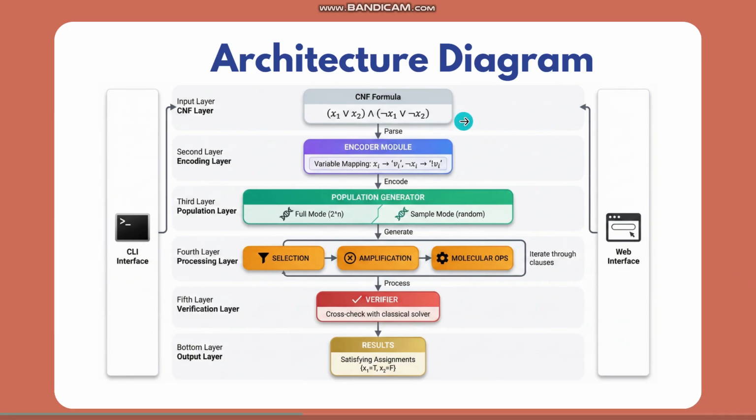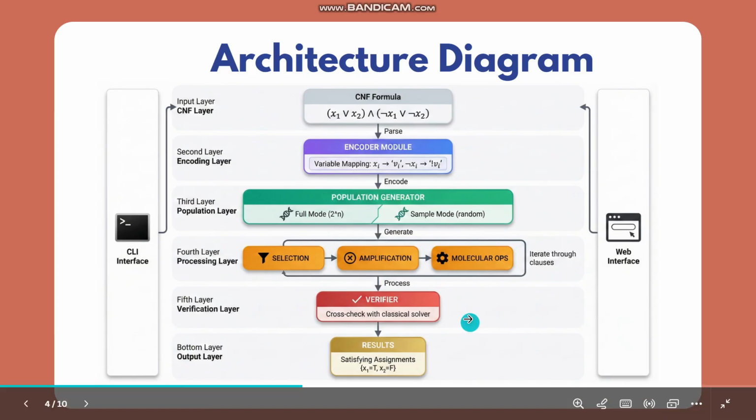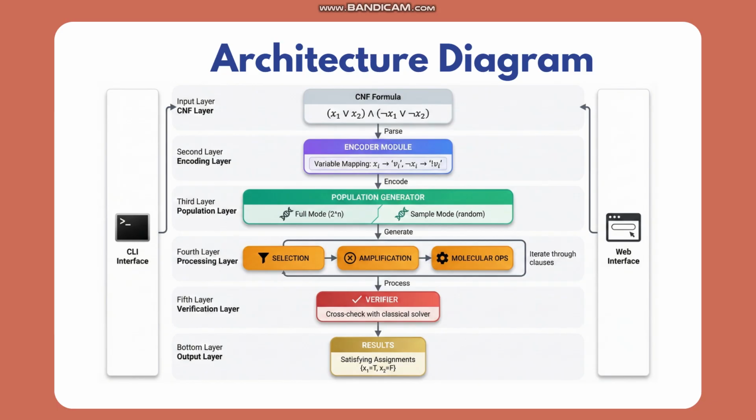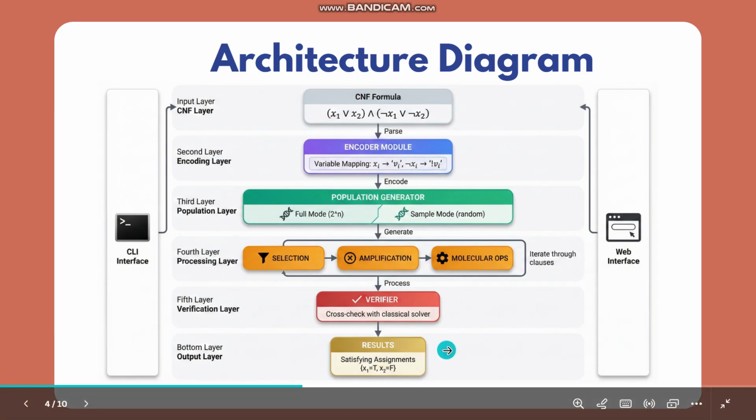So this is the architecture. It consists of 5 steps. First we have a decoder module which decodes it, and then we create the population. Then comes an iterative step. In this step we apply the clauses, we filter out the assignments which are not satisfying, and we keep repeating this again and again until we run out of all the clauses. Then we verify whether a solution is really satisfiable or not, and after that we show the results. So these are the 5 steps.